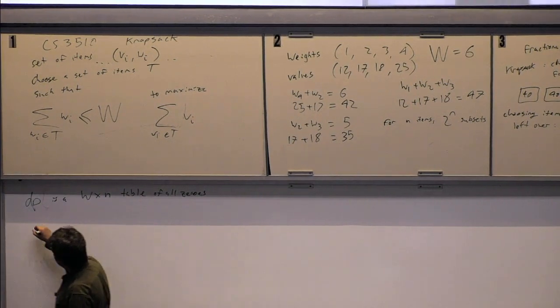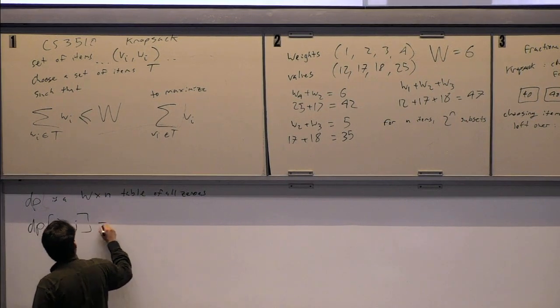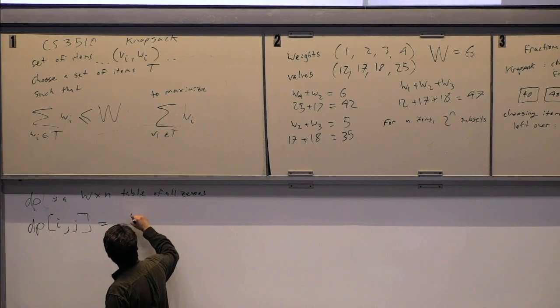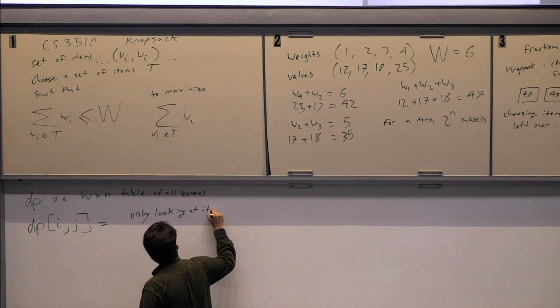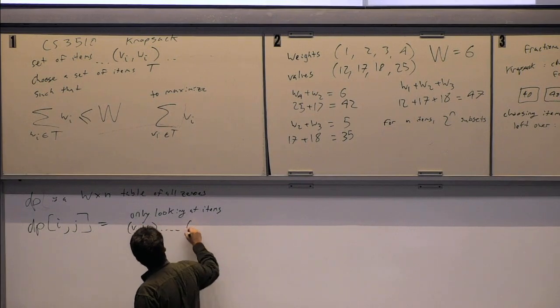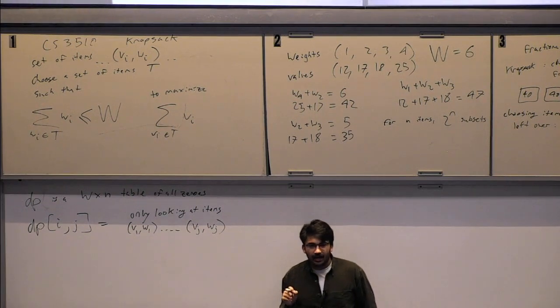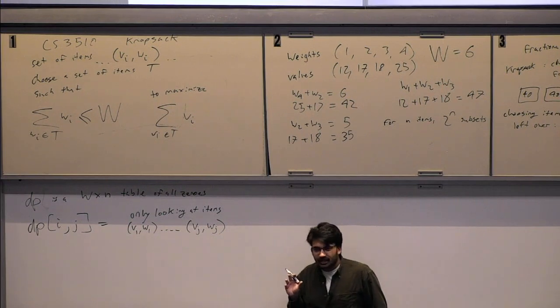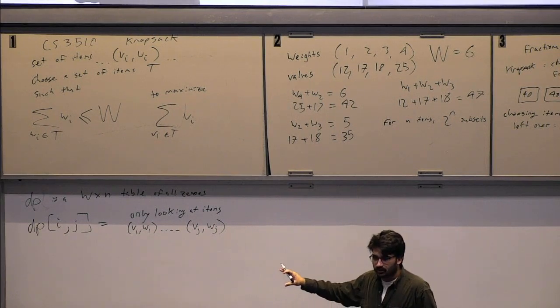So we want DP of ij to correspond to only looking at items v1, w1, to vj, wj. So you're only looking at the first j items. Right? There's other ways you can index this, but I want to convince you that this is the best way in terms of just one of the axes. We'll talk about the i in a second. Let's just talk about j.